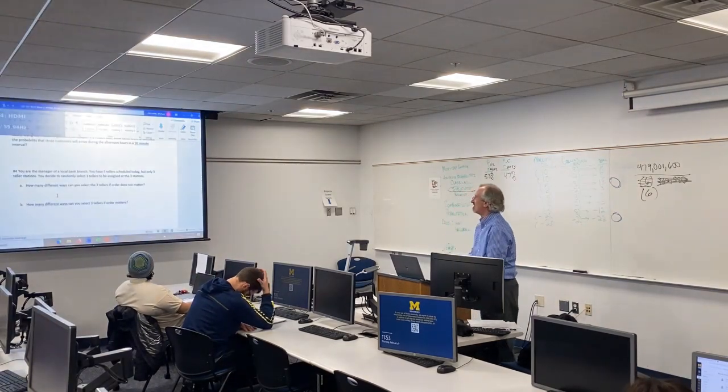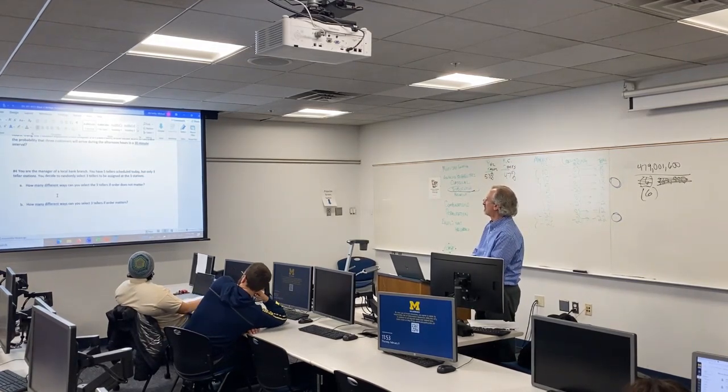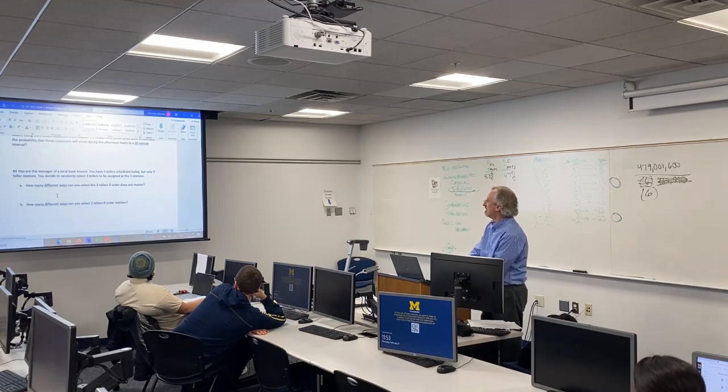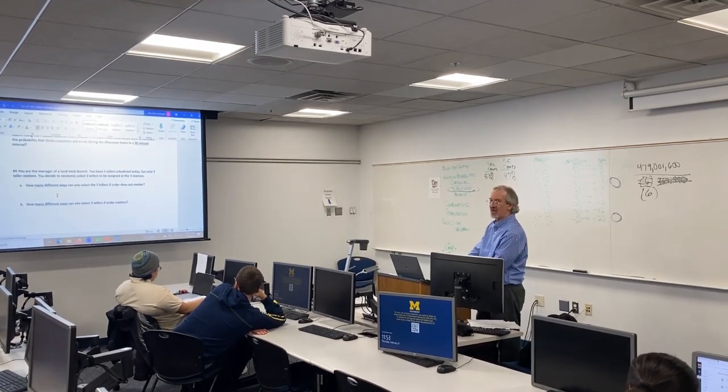Your homework says, you're the manager of a local bank branch. You have 5 tellers scheduled today, but only 3 teller stations available. You decide to randomly select 3 tellers to be assigned to the 3 stations. A, how many different ways can you select 3 tellers if order does not matter? B, how many different ways can you select 3 tellers if order matters?